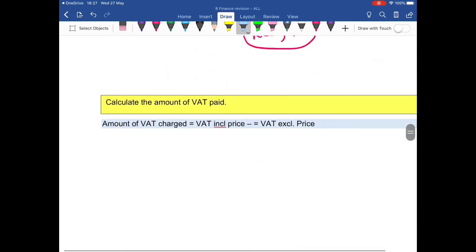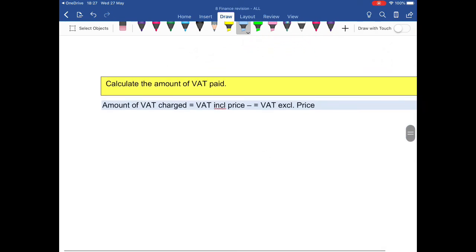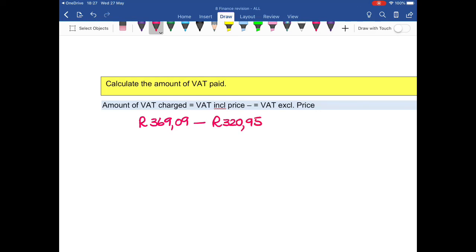The last one, we asked how much VAT is paid. Well, clearly your VAT amount is the difference between the inclusive and the exclusive price. So the price including VAT was 369,09. I'm going to subtract my excluding price, which I just worked out. It's going to be 320,95. And if I subtract that, I am going to get 48,14, 48 Rand 14. Remember, where does VAT go to? That is my VAT amount. That goes to SARS.